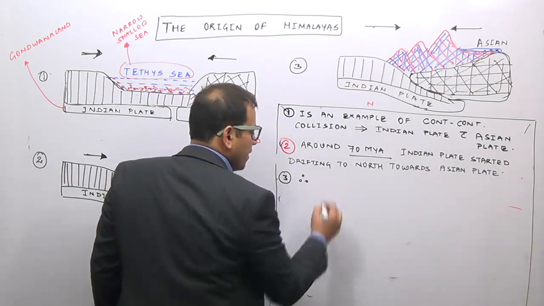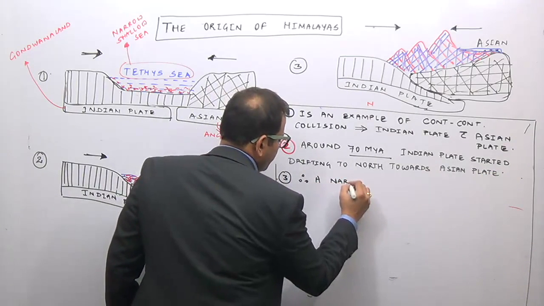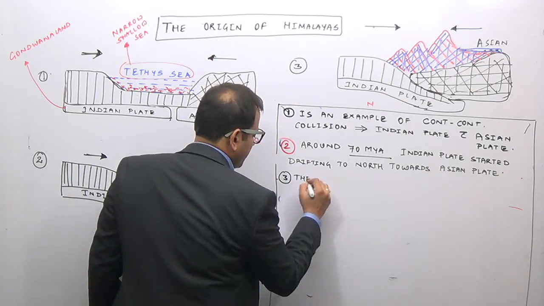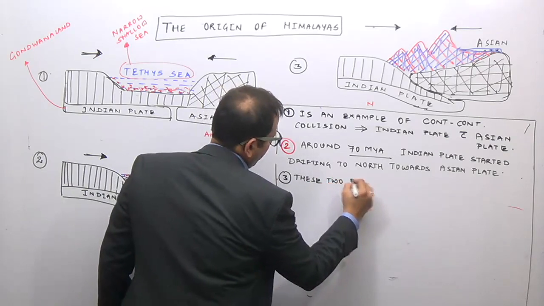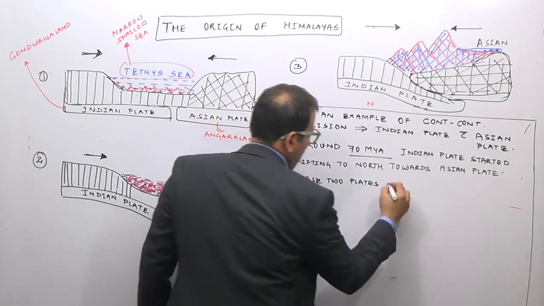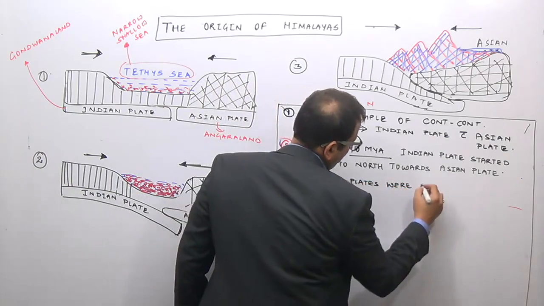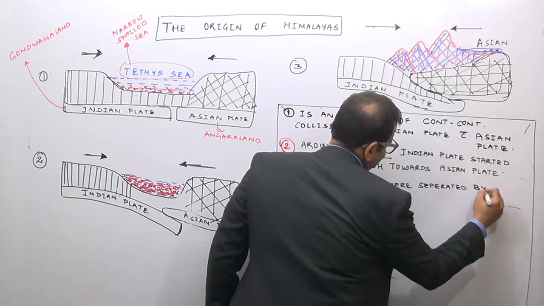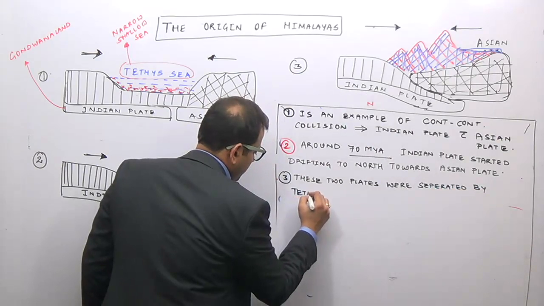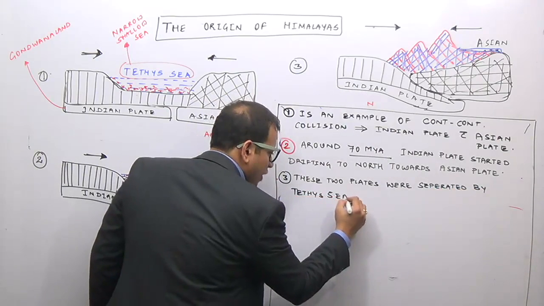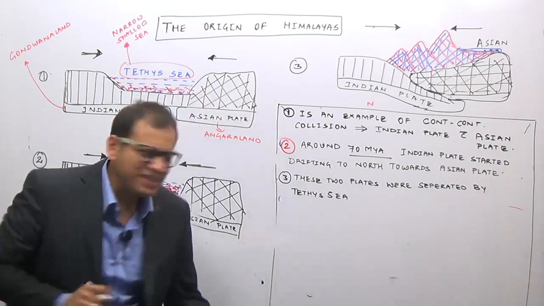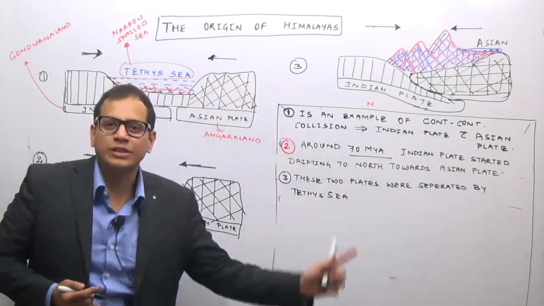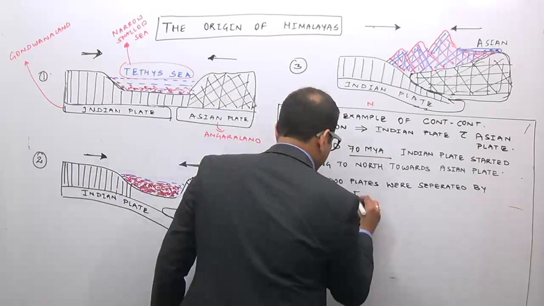Now, these two plates were separated by the Tethys Sea, a narrow, shallow sea. Or if the question is about the geosynclinal theory, you can substitute this Tethys Sea with a narrow, shallow Tethys Sea known as the Tethys Geosyncline.